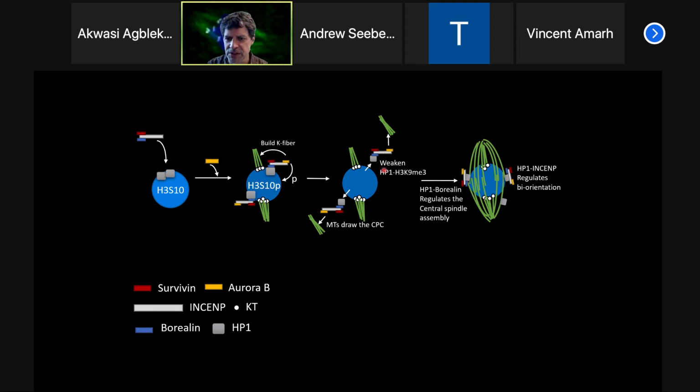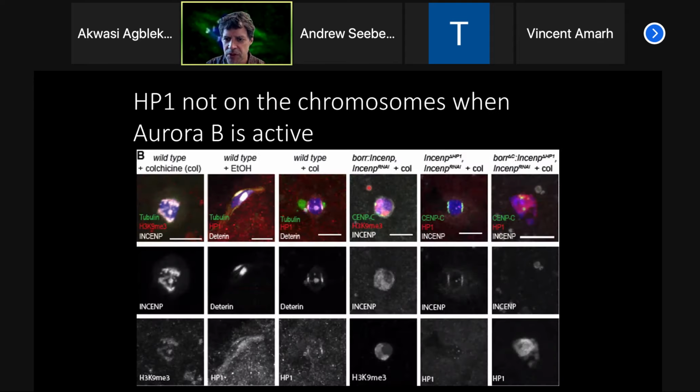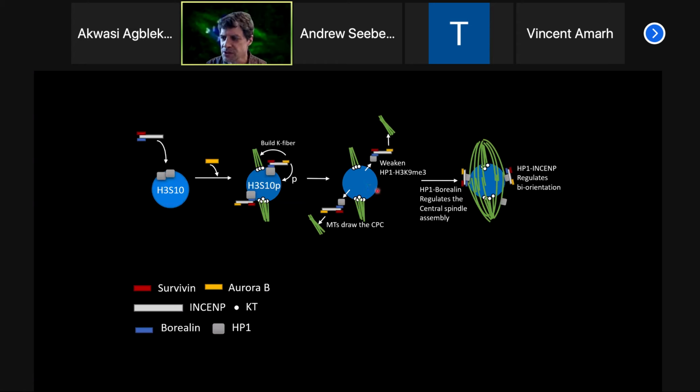And that forces HP1 to leave the chromosomes. That's what these two experiments show, that Aurora B forces HP1 to leave the chromosomes. It also forces the CPC to leave the chromosomes, maybe because it's interacting with HP1, and the CPC, because of things like borealin, also binds. And this is why borealin is so important, because borealin can bind to HP1 and it can bind microtubules.